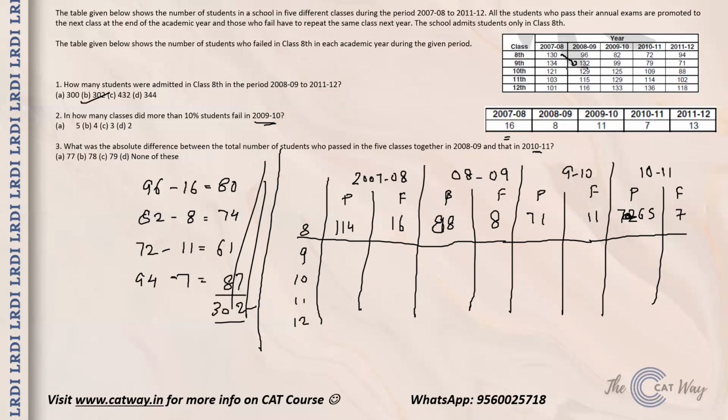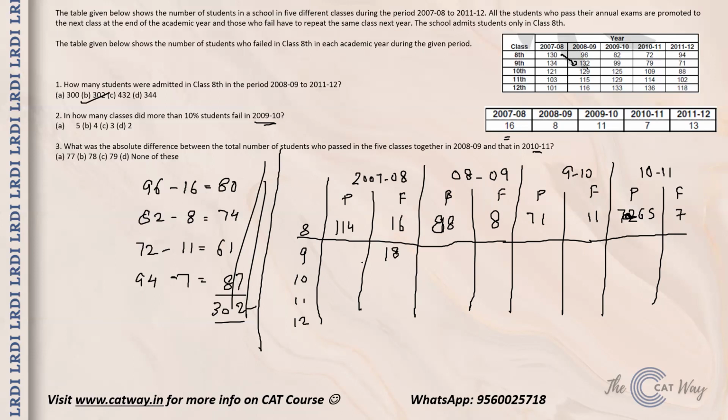We know that 114 students passed class 8th in 2007-8. So those 114 students will come into 2008-9 into class 9th. But class 9th has 132 students, so that means we definitely have 18 students who had failed and are still in the same class.